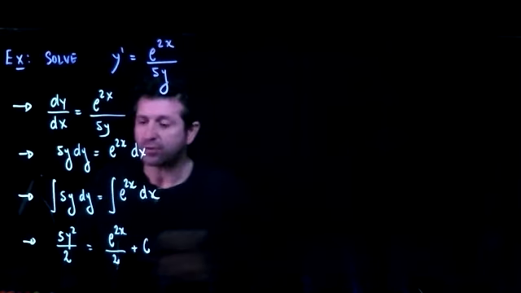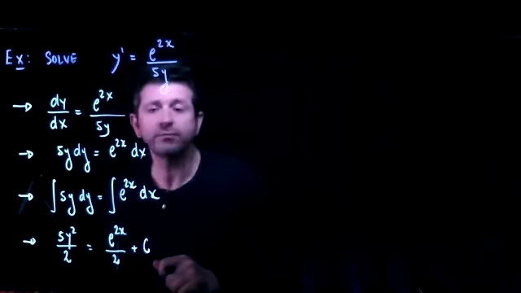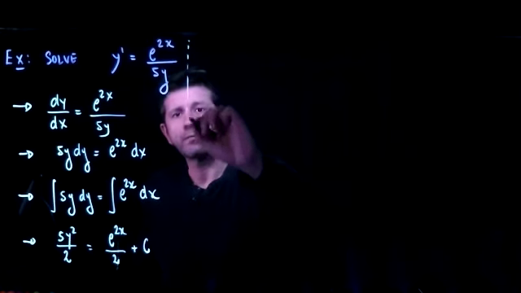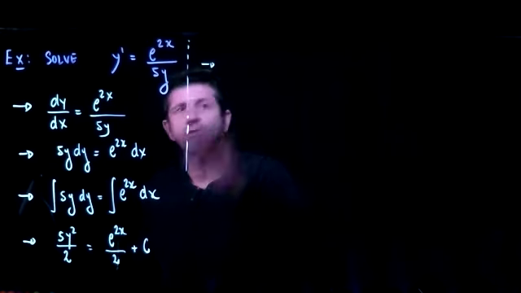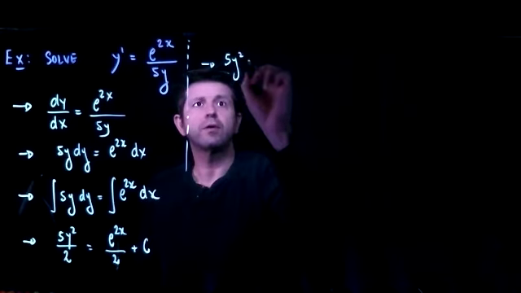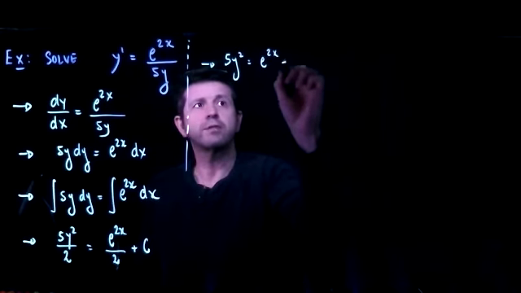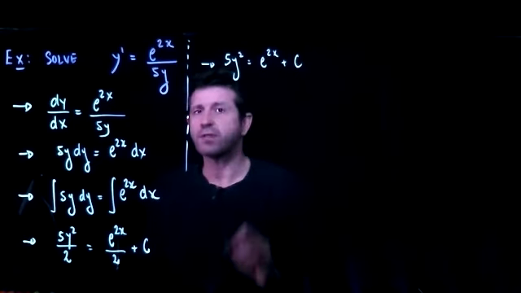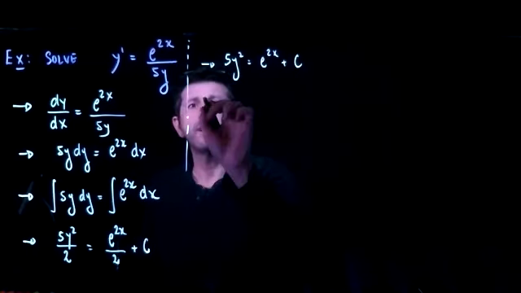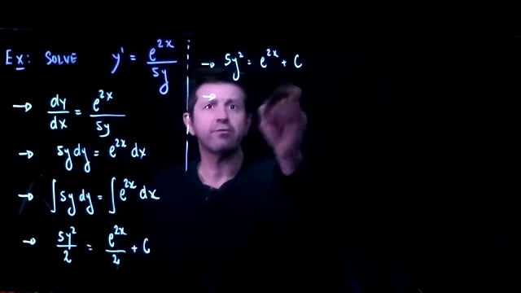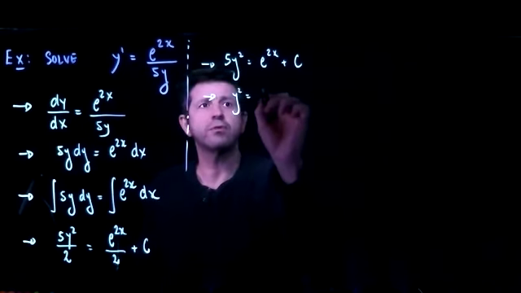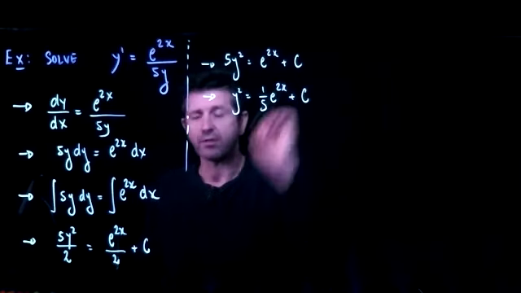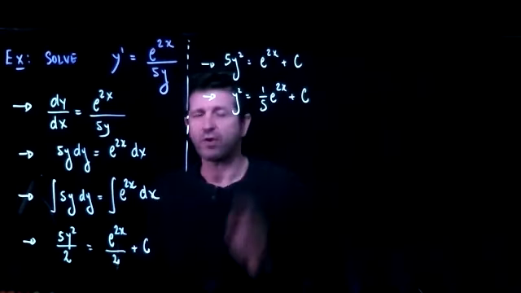Okay, so we could isolate the y. First I will multiply everything by 2. So 5y squared is equal to e to the 2x plus, well, 2 times c, I don't care, I'm going to call it c again. It's a constant, I really don't care. And then I will divide everything by 5, so y squared is equal to 1 over 5 e to the 2x plus c, another constant, right? c over 5, still a constant.